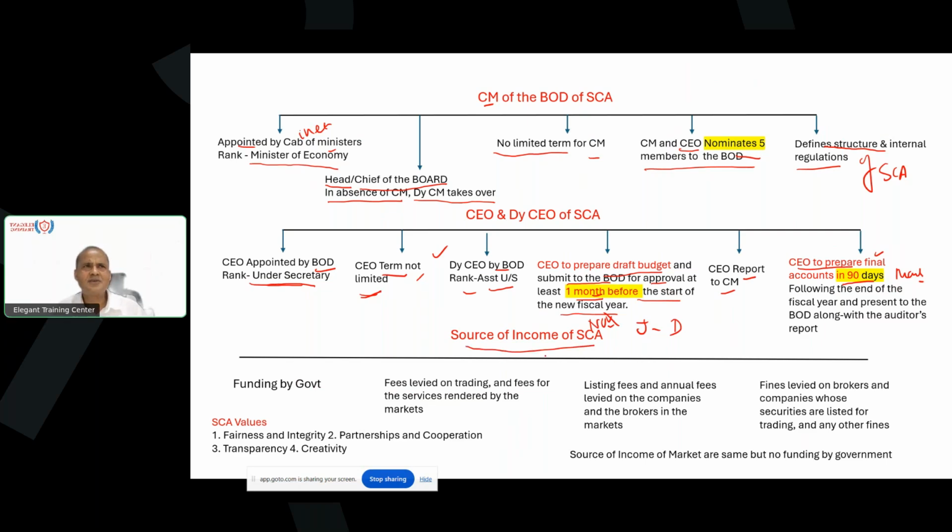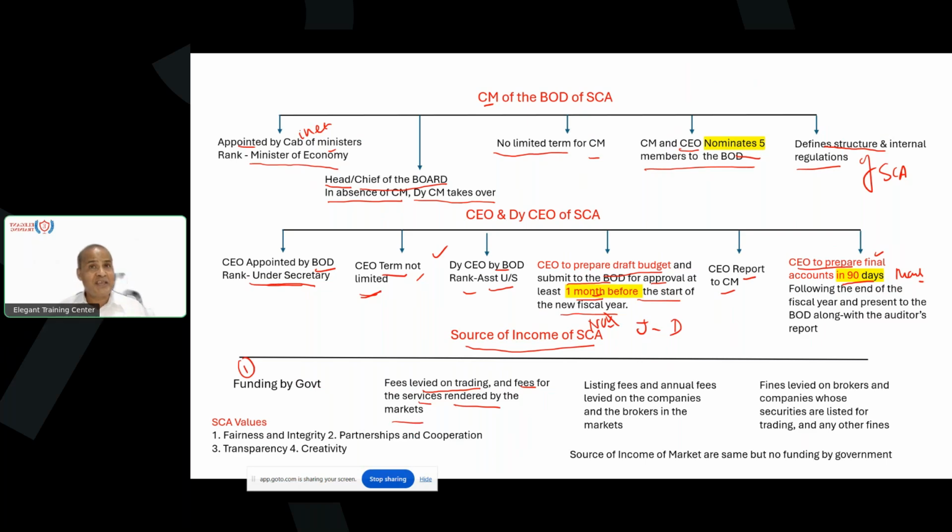Sources of income. Where does the SCA get money to pay salary, to pay rent? Number one, funding by government, because SCA is not a commercial enterprise. They don't have any business. So the government is allocating some budget for them. Clear? Then fees levied on trading and fees for the services rendered by the markets.